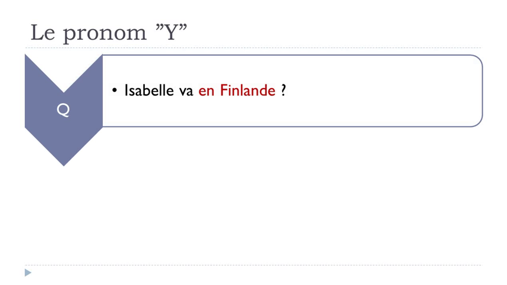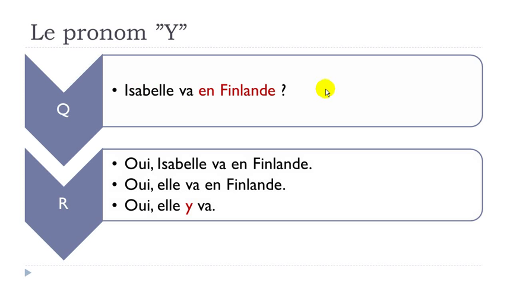So let's see a question. Isabelle va en Finlande. So va, remember, it's aller, okay? And then en Finlande, in Finland. Isabelle va en Finlande. So of course, you will have many options to answer this question. The first one would be maybe the more logical. Oui, Isabelle va en Finlande. So you just take all the elements that you had in the question and then you answer with that. Of course, in many situations, we won't, because French people like to use pronouns when it's possible.